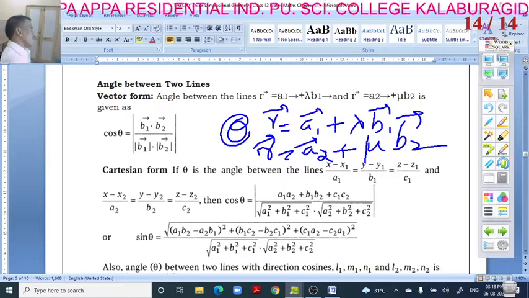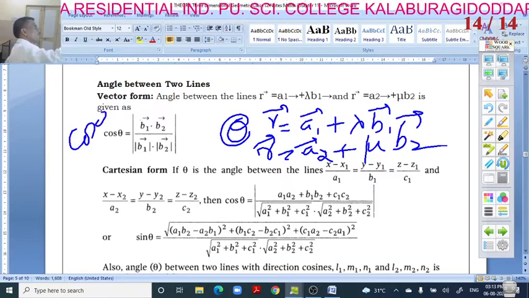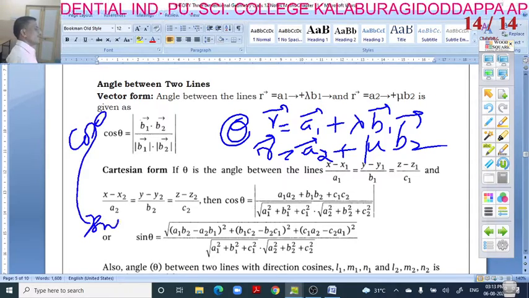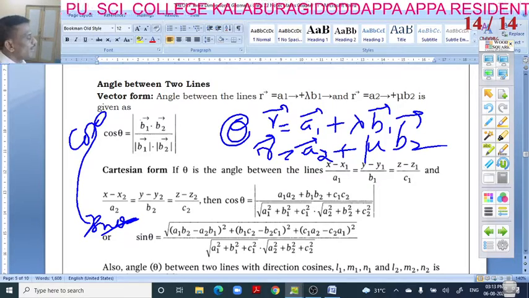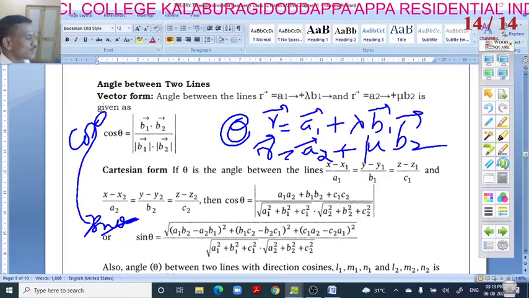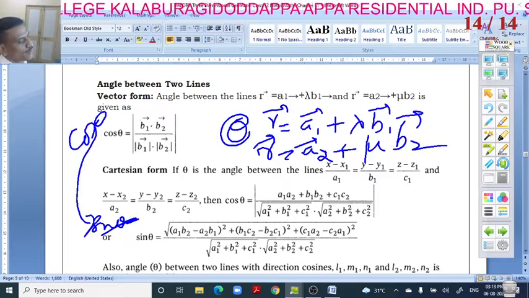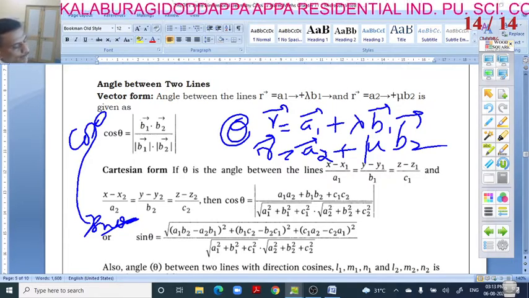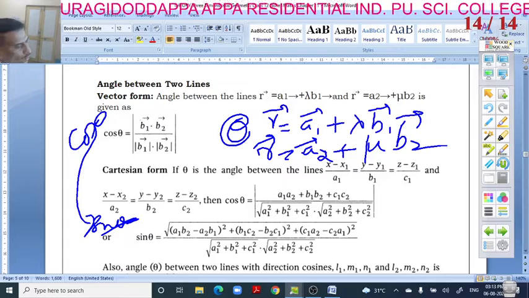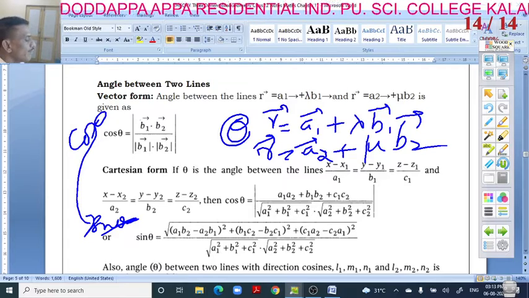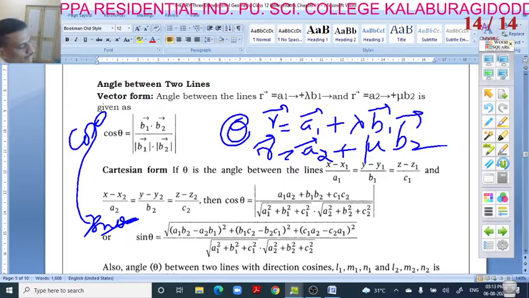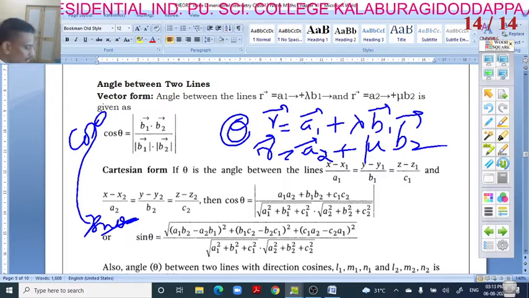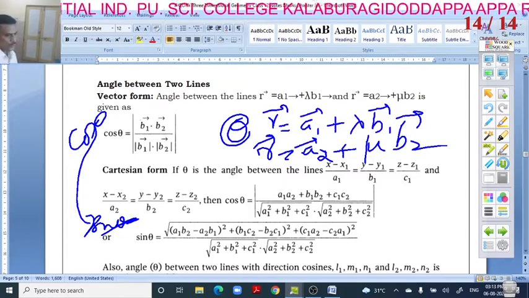Instead of cos theta, this can also be written as sin theta, with the formula: square root of [(a1 b2 minus a2 b1) whole square plus (b1 c2 minus b2 c1) whole square plus (c1 a2 minus c2 a1) whole square], divided by square root of (a1 square plus b1 square plus c1 square) into square root of (a2 square plus b2 square plus c2 square).